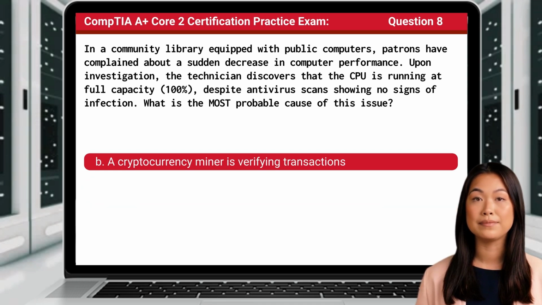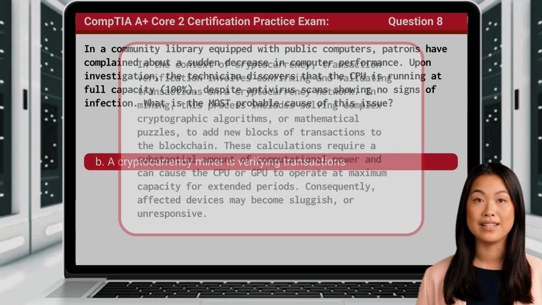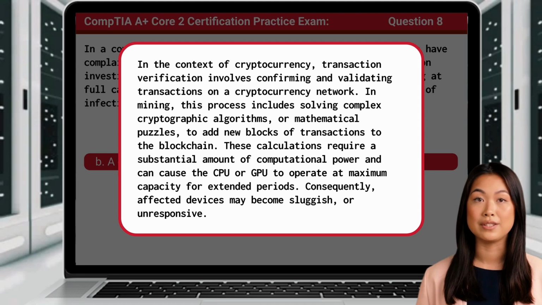The answer is B. A cryptocurrency miner is verifying transactions. In the context of cryptocurrency, transaction verification involves confirming and validating transactions on a cryptocurrency network. In mining, this process includes solving complex cryptographic algorithms, or mathematical puzzles, to add new blocks of transactions to the blockchain. These calculations require a substantial amount of computational power and can cause the CPU or GPU to operate at maximum capacity for extended periods. Consequently, affected devices may become sluggish or unresponsive.